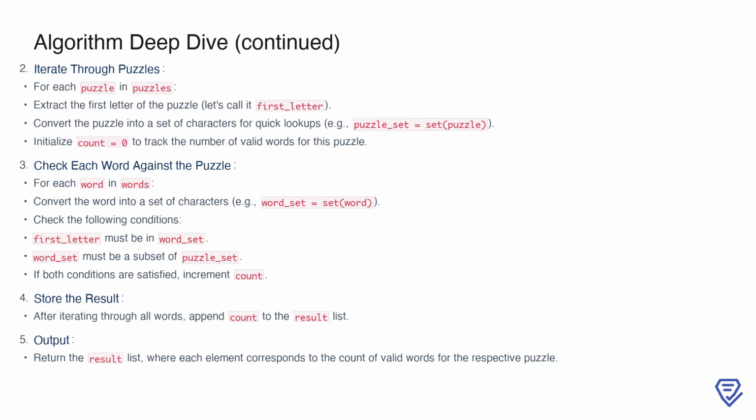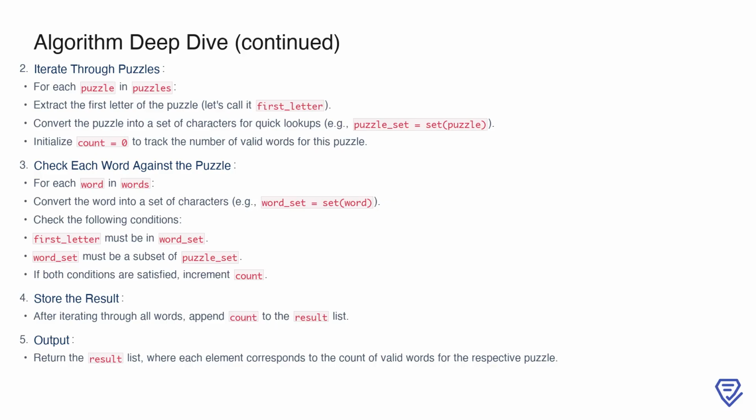Now, the brute force approach progresses by iterating through the list of puzzles. For each puzzle, we extract its first letter, which is critical for the constraints, and convert the puzzle into a set for efficient lookups. We then initialize a counter, count, to keep track of how many words from the list are valid for the current puzzle.